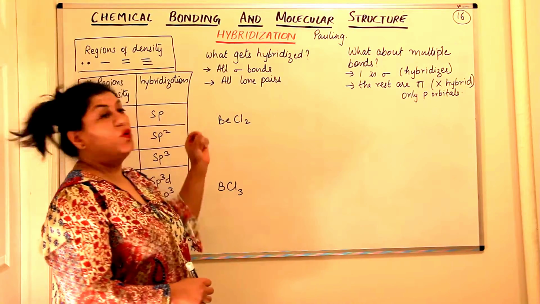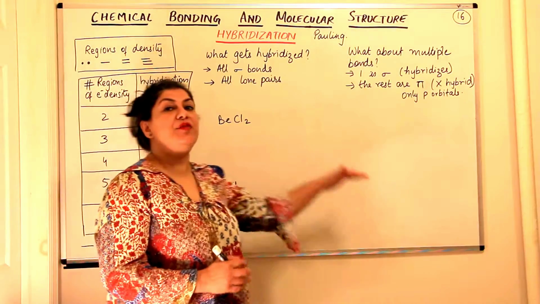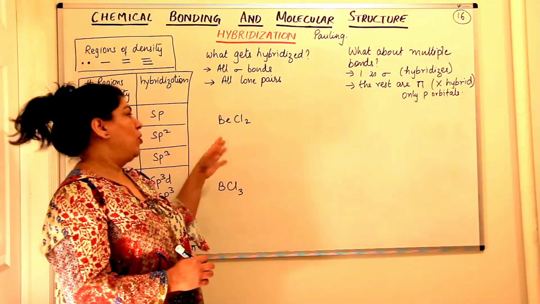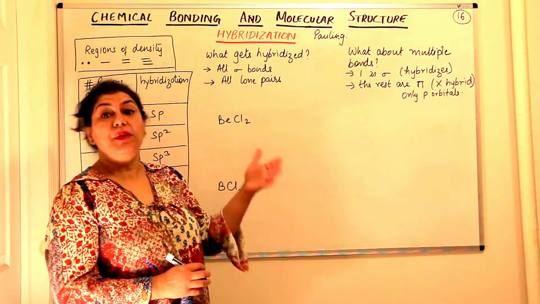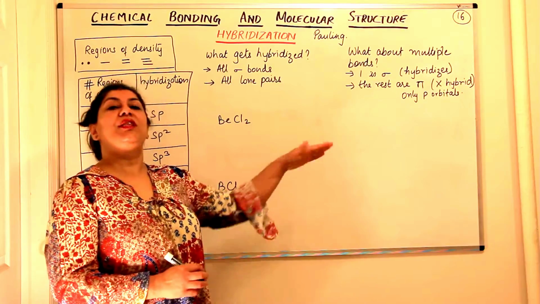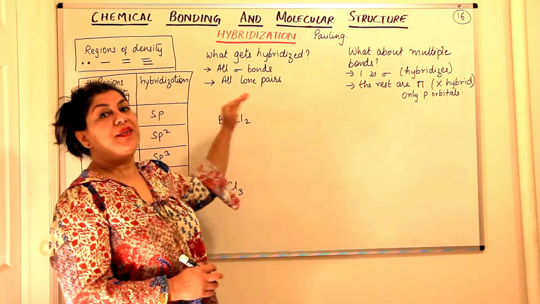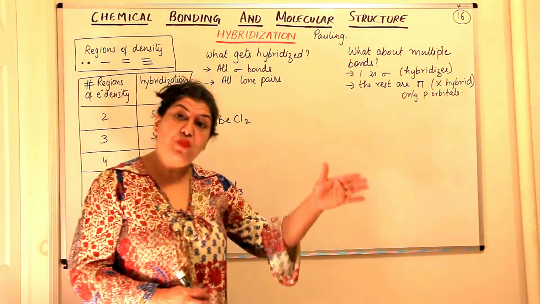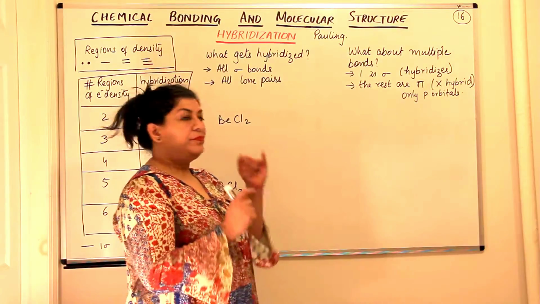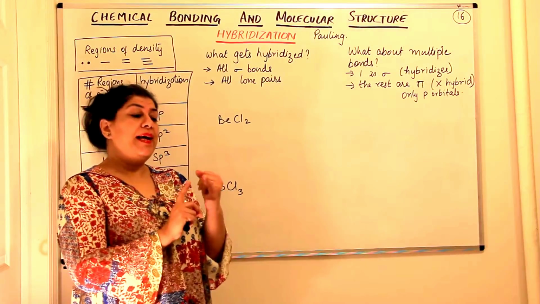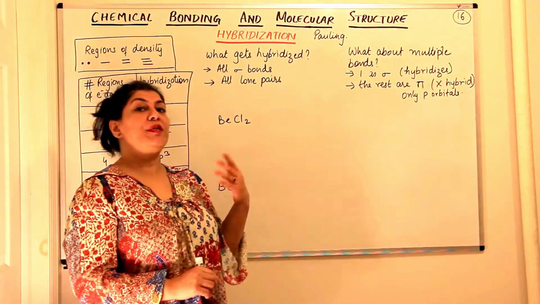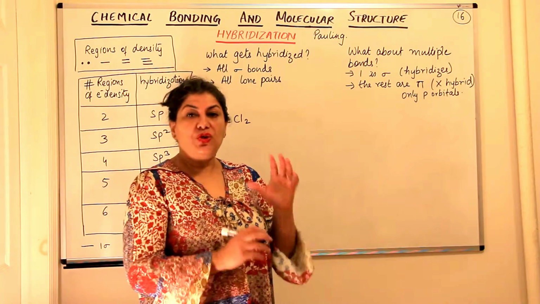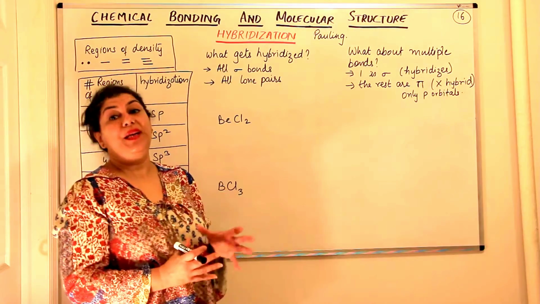All sigma bonds undergo hybridization, which means wherever there's a bond between two atoms, all the sigma bonds, that is all single bonds, sigma bonds are present in single, double and triple bonds. So all bonds that you see basically are participating in hybridization. Then all lone pairs also participate in hybridization. I told you in the previous video that half-filled and completely filled orbitals participate in hybridization and empty orbitals do not participate. So what exactly is participating in hybridization?